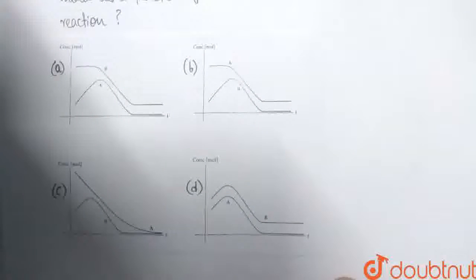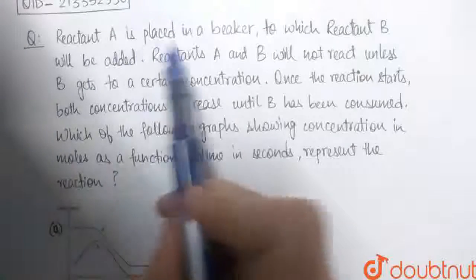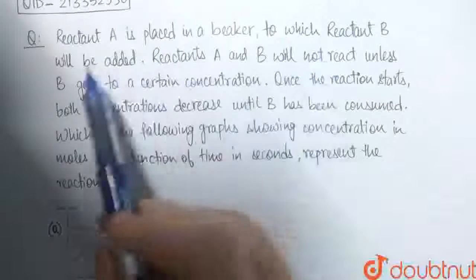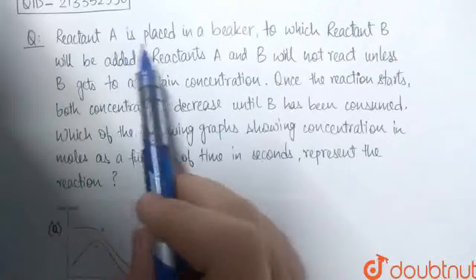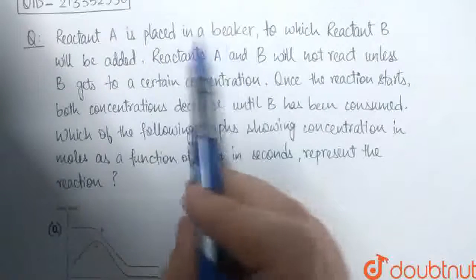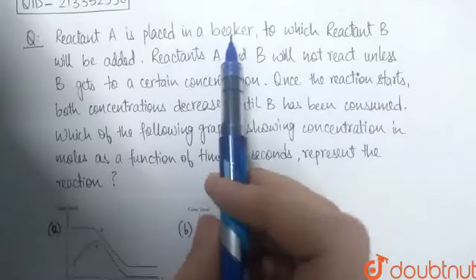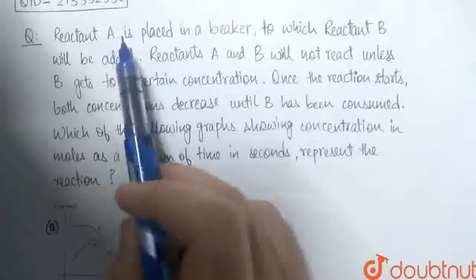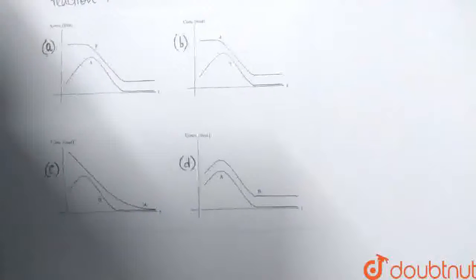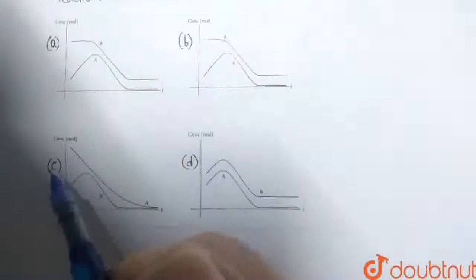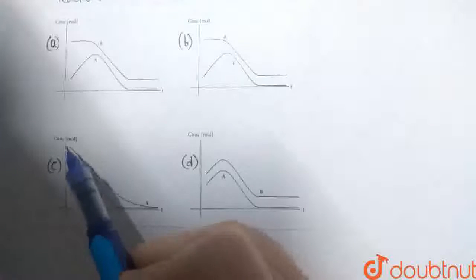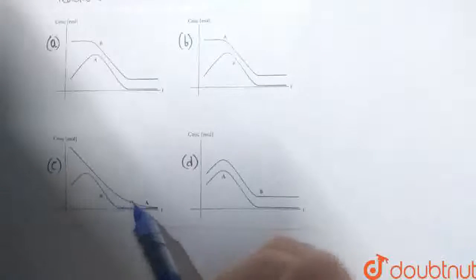Now, the question starts with reactant A is placed in a beaker to which reactant B will be added. From this line itself, we know that reactant A is a constant volume. Once it is placed in a beaker, there is no addition or subtraction to the volume of A, right? So the volume of A is constant till the reaction starts. The concentration must be constant. So from that, option C is also eliminated, in which the concentration is decreasing from the beginning.